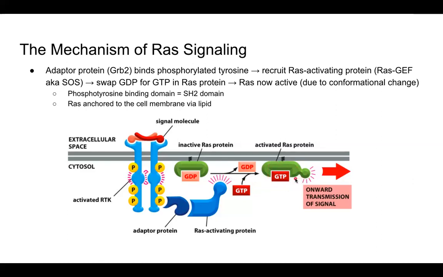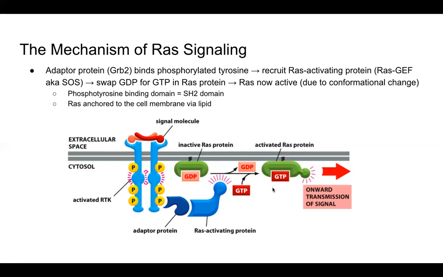And once GTP is bound to RAS, it is now in its activated state. That's basically what this diagram is showing. The RAS activating protein swaps out the GDP for GTP, and that's what allows the RAS protein to become active.